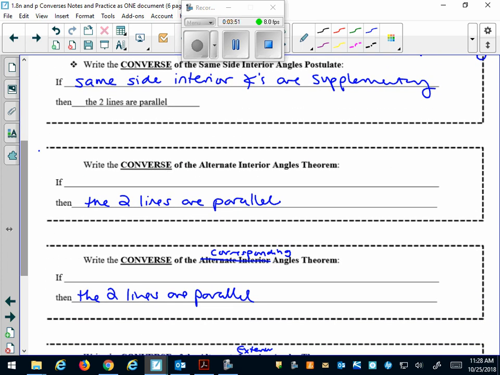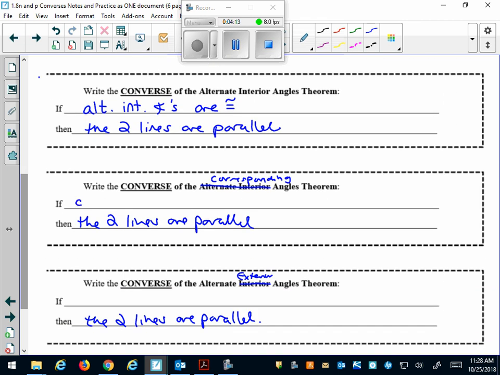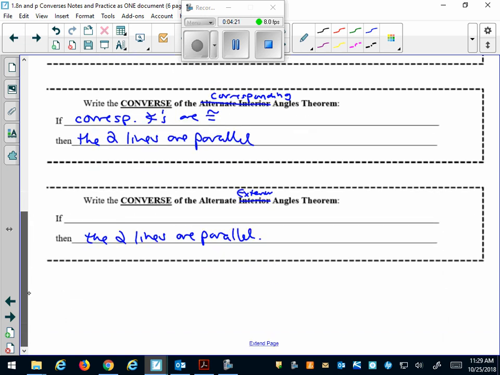So the hypothesis for the alternate interior angles theorem would be what? If what? Sophia? Good. If alternate interior angles are congruent, then the lines are parallel. If corresponding angles are congruent, then the lines are parallel. If alternate exterior angles are congruent, then the lines are parallel.